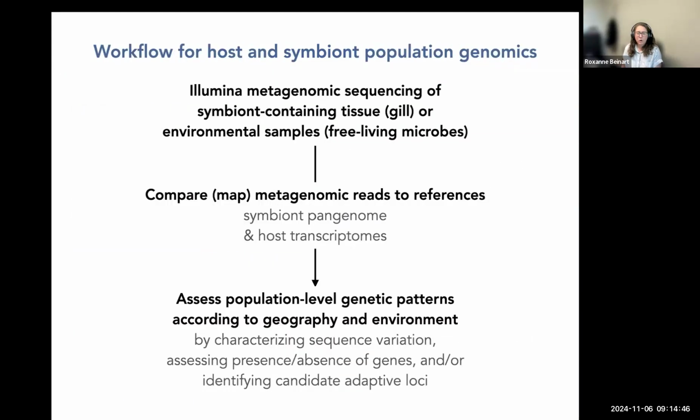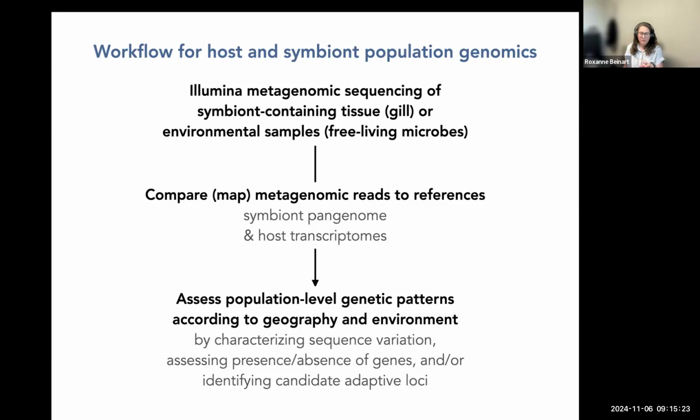And in general, we have this workflow that we use to use population genomics to understand variation in symbionts. And so it's summarized here where we use Illumina metagenomic sequencing of the gill tissue or an environmental sample. We then can use that sequencing data to construct genomes from those metagenomes and create symbiont pangenomes. We also have host transcriptomes as our references. Hopefully soon we'll have some host genomes to work with as well. And so we have these then reference sequences that we can compare all of our reads to.